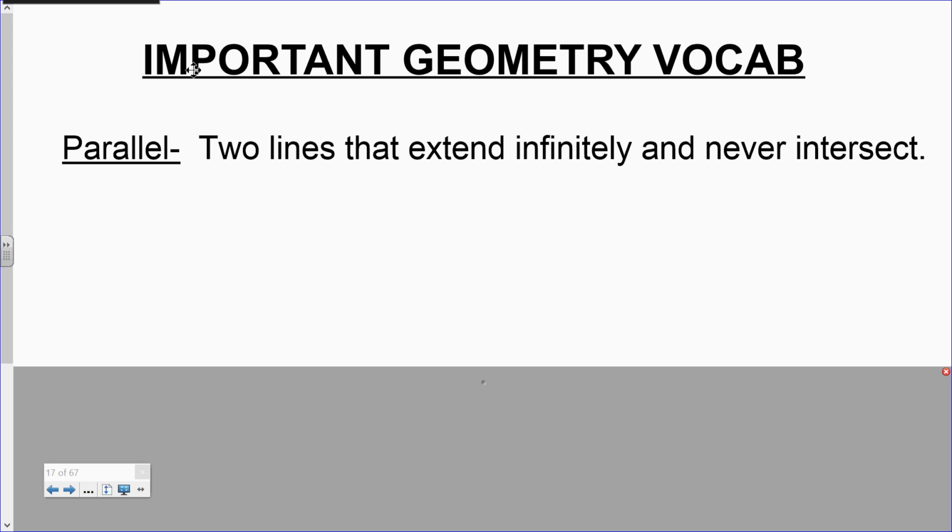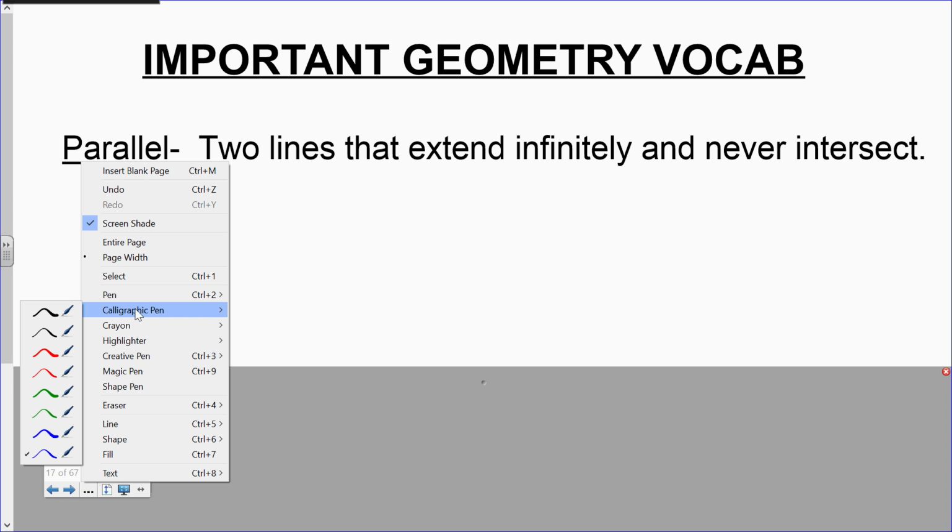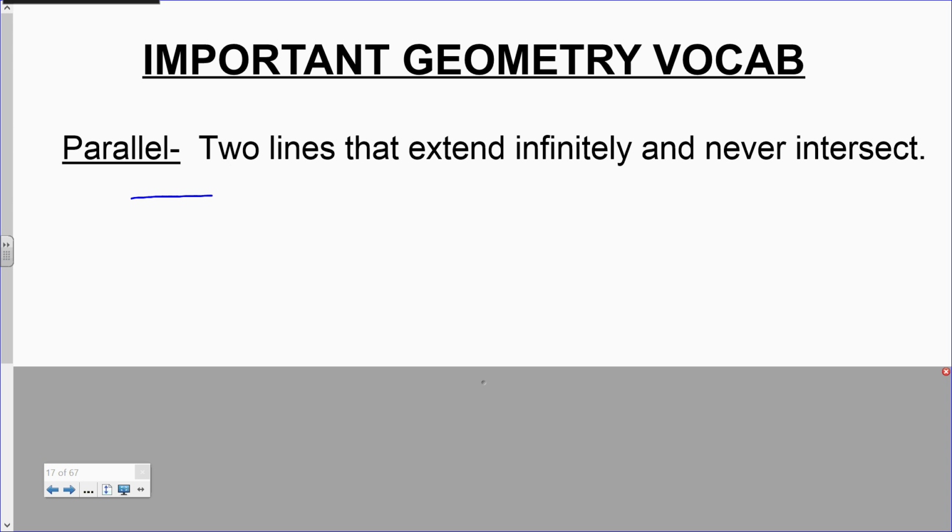Two lines that extend infinitely and never intersect. You give an example. Just put two lines straight. Well, every line is straight, right? But two lines that never intersect look like this. They never touch, so going infinitely without ever touching. There's a symbol. Usually you put little arrows on both, like this. That's communicating the lines are parallel.